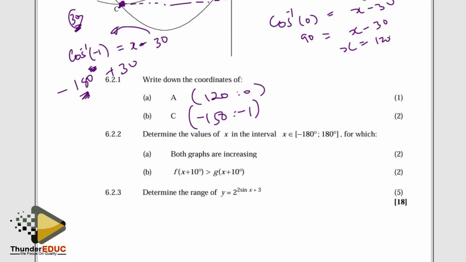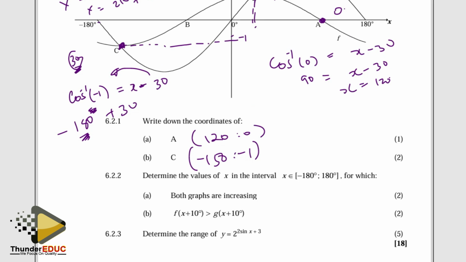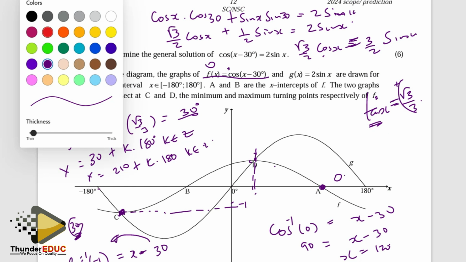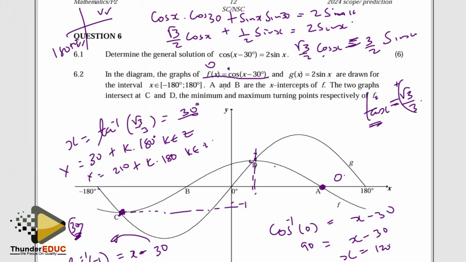Okay. All right. Determine the values of x in the interval for which both graphs are increasing. So when the graphs are increasing, which means they are rising up. Okay. So at this point, this graph is increasing up to that point. And then from this point, this graph is increasing, which means we're going to end at this point. So we expect the original cos graph to be here, this turning point. But now it was shifted because of the 30. So we expect this to be 30.